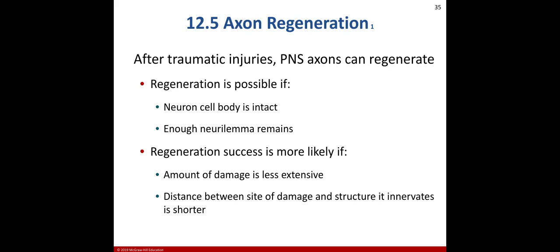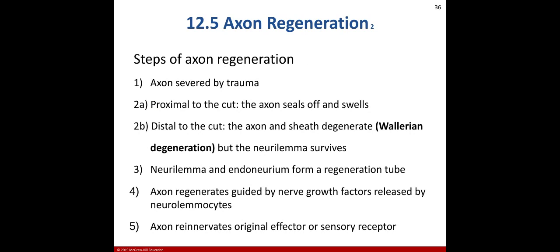Regeneration success is even more likely if the amount of damage is not extensive and the distance between sites of damage and the structures that it innervates is short. How does this regeneration happen? Step one, there has to be trauma, obviously. Step 2A, these axons will seal off and swell. That's close proximal to this cut in the nerve. The axon seals off and swells up. Farther away from this cut, the axon and the sheath will degenerate, and we call that Wallerian degeneration.